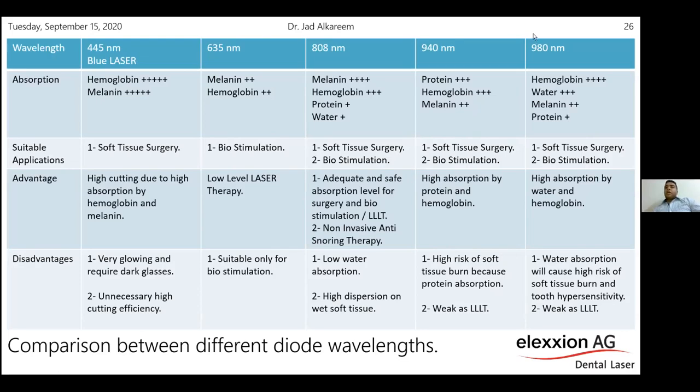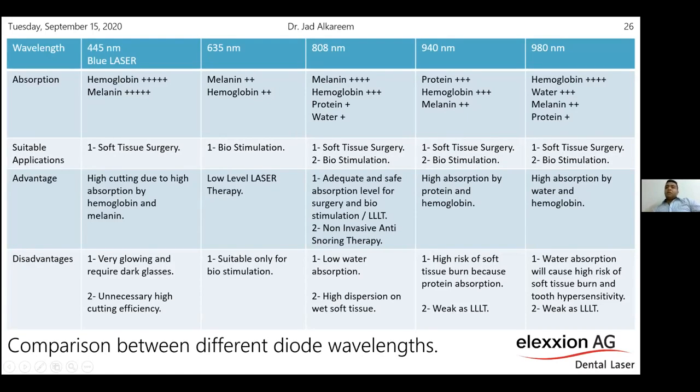Then we go to the 980, and the 980 is one of the most popular diode lasers in the market. It's available since a very long time. It has a very high absorption into the hemoglobin, medium absorption into the water, medium absorption into the melanin, and in the protein, it has a low absorption. It is very suitable for soft tissue surgery, and it's also suitable for biostimulation.